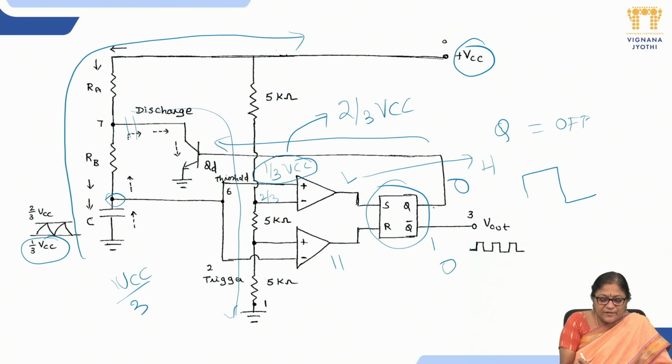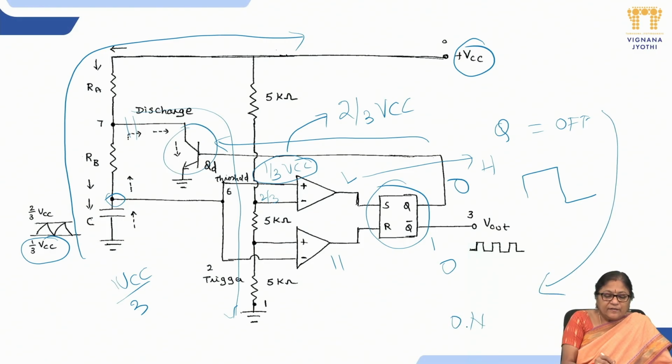And because of this 0, because it was initially 0 and now it is 1, the transistor is in the on mode. So now the transistor goes from off to on. Because it is on, the capacitor will discharge like this. So there is a path which is opened for discharging the capacitor. Now the capacitor discharges through this one, and it discharges from 2/3 VCC back to 1/3 VCC.